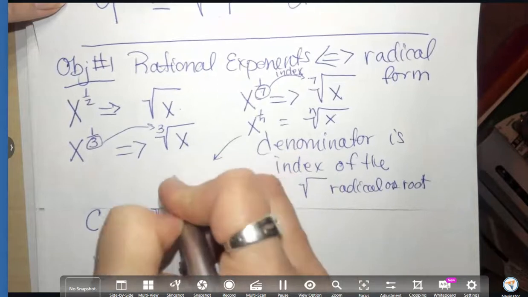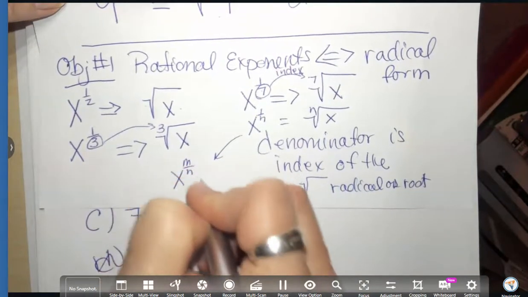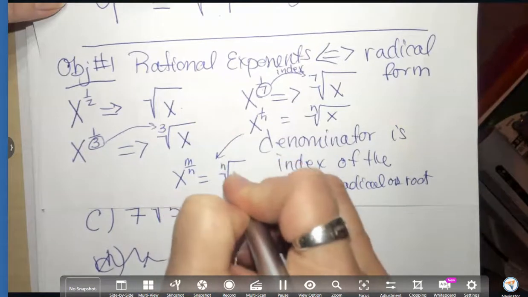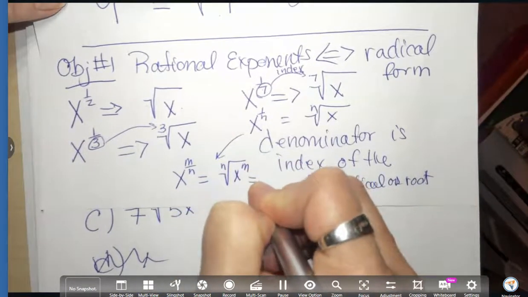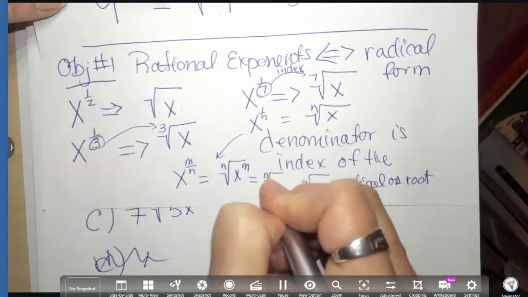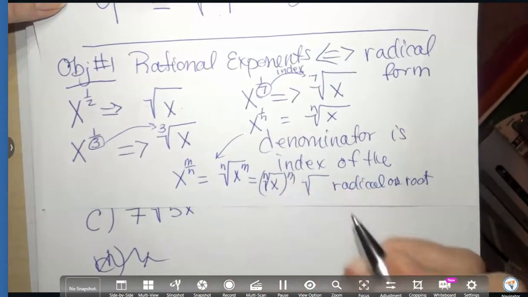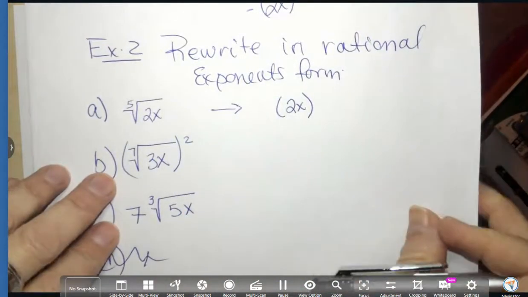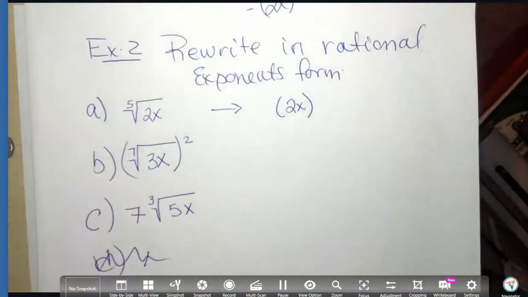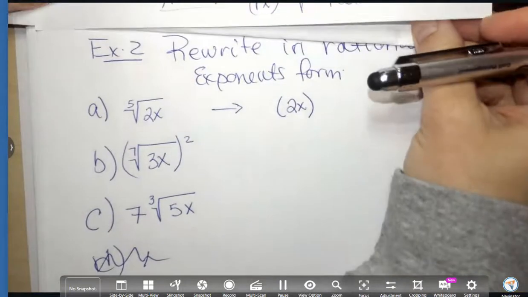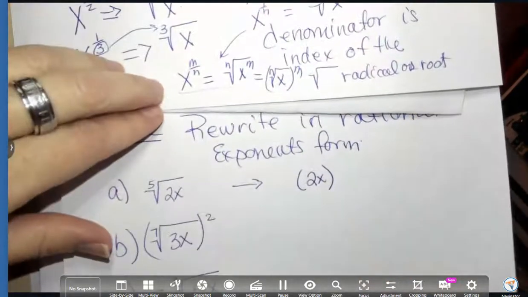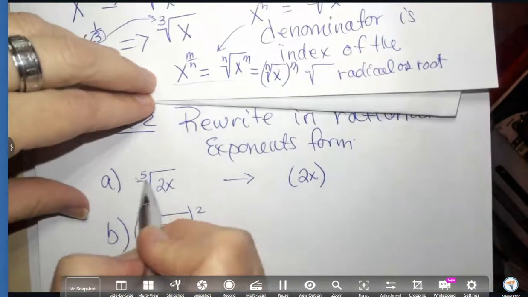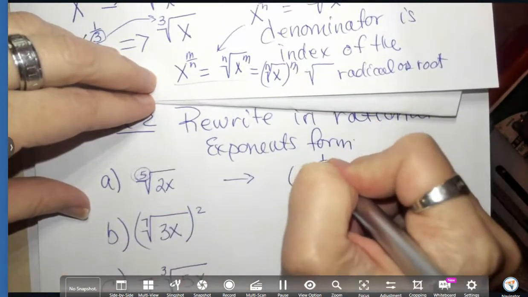And then our other rules, if I have x to the m over n power, that's equal to the nth root of x to the m, or the nth root of x to the m. I'll rewrite those over here. We'll rewrite those again, but let's keep those in our sights here. All right, so we have an index of 5, so that means we're to the 1/5 power.